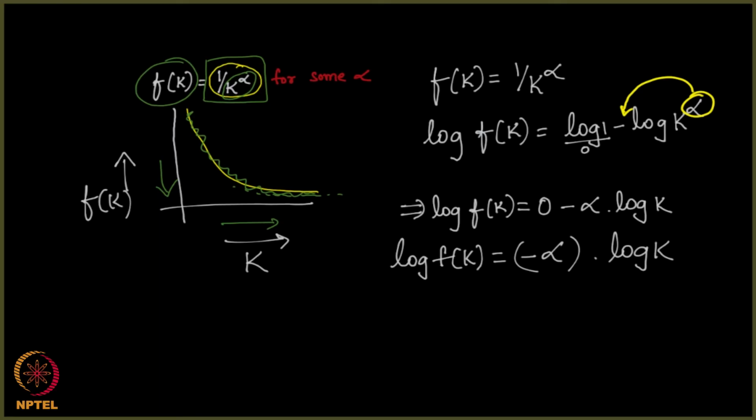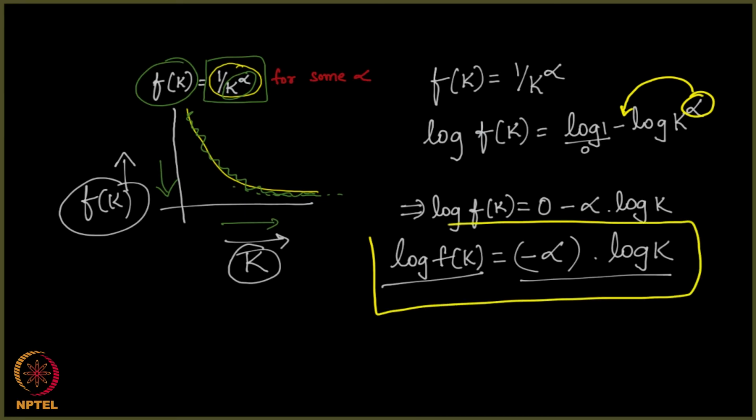Now you see, if you were to plot the log of it, what you will do is you will plot log k instead of k, and instead of f of k you will plot log of f of k. If you observe it, what do you see here?